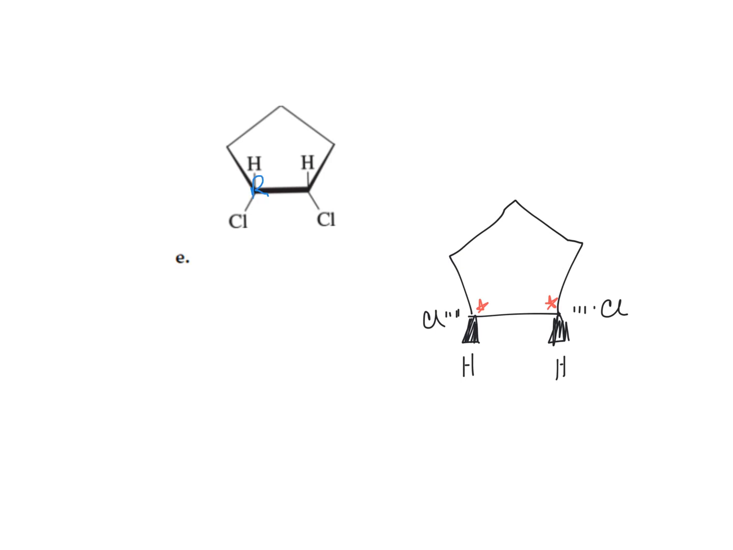For my other carbon, I go in and I assign priorities. Chlorine wins. This one's number 2, number 3, and number 4. The way it is currently drawn, we're going to the right, but because my hydrogen here is on a wedge instead of a dash, I'm going to just flip my answer. This one is an S. So in this case, I have an R and an S carbon.